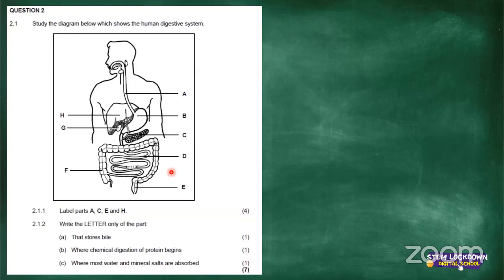Hey guys, I'm waiting for answers from everyone. Question 2.1.1, label parts A, C, E, and H.